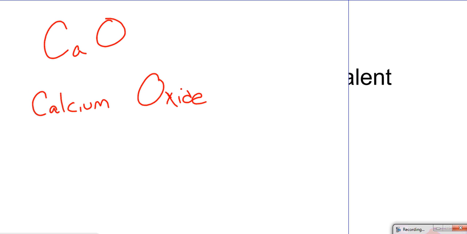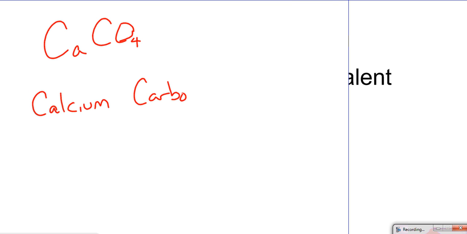What if I made it a little more complicated? Rather than calcium oxide, let's say I change it to the thing that makes up seashells. Again, it's still calcium, but now this is no longer oxygen or oxide. This is carbonate. So this would be calcium carbonate.